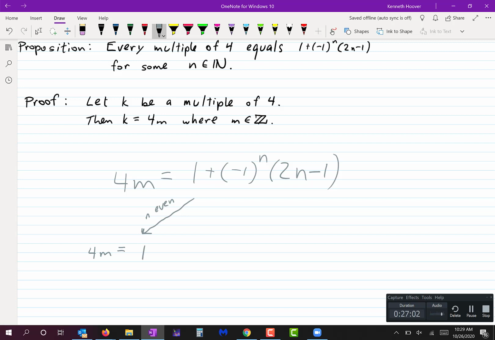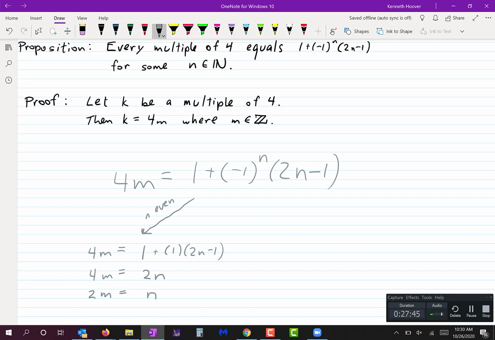1 plus 2n minus 1, right? Why is that? It's because negative 1 to the n would just be 1, which would mean 4m would have to equal 2n, right? Which means n would have to equal 2m. So here's what I'm saying. So it looks like, oh, I found n, right? And we did, but let's go through this, okay?